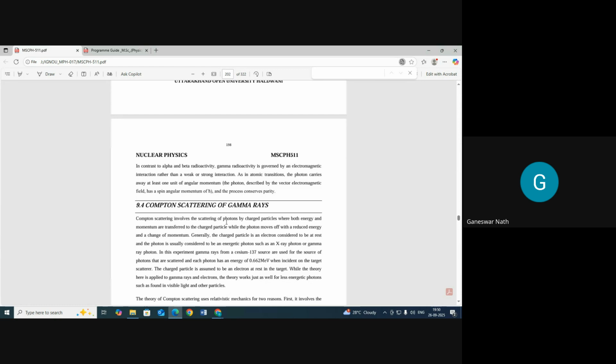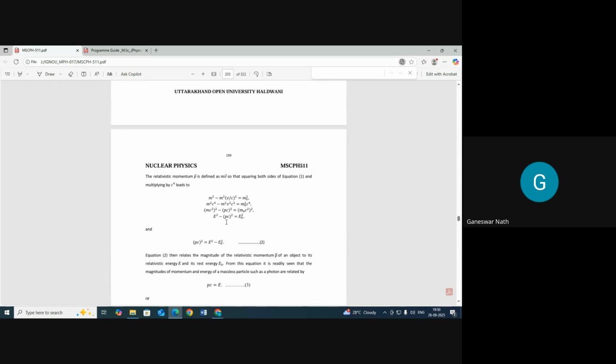Then for the composition and scattering of the gamma ray, you can see the detailed theory that I have mentioned here.